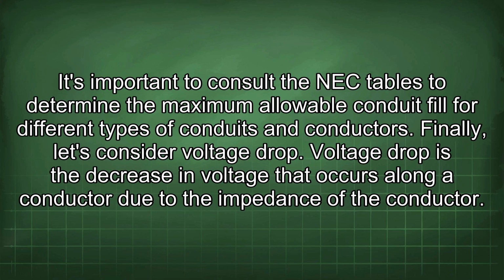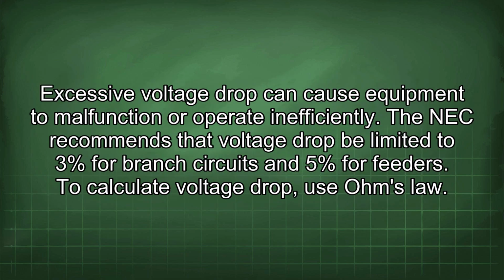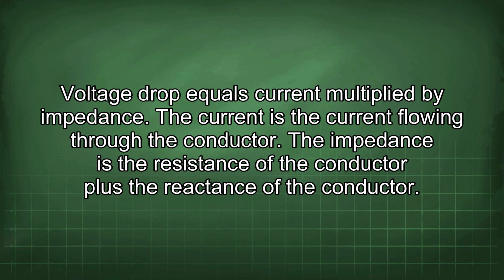Voltage drop is a decrease in voltage that occurs along a conductor due to the impedance of the conductor. Excessive voltage drop can cause equipment to malfunction or operate inefficiently. The NEC recommends that voltage drop be limited to 3% for branch circuits and 5% for feeders. To calculate voltage drop, use Ohm's law. Voltage drop equals current multiplied by impedance.